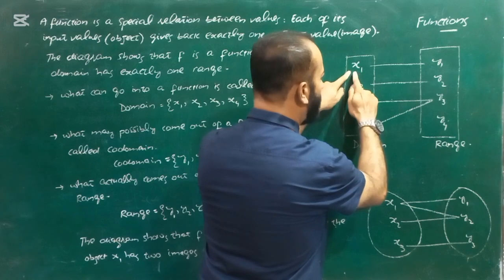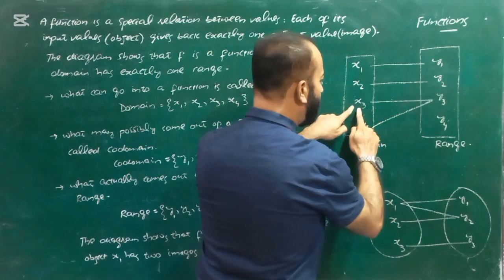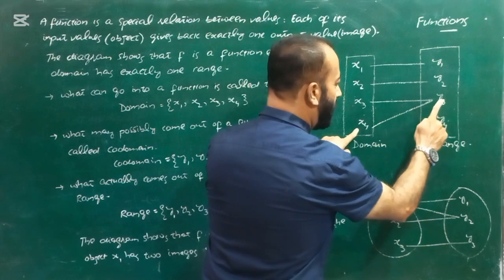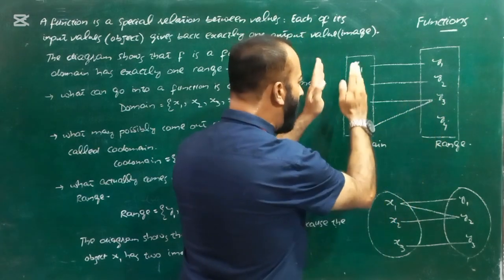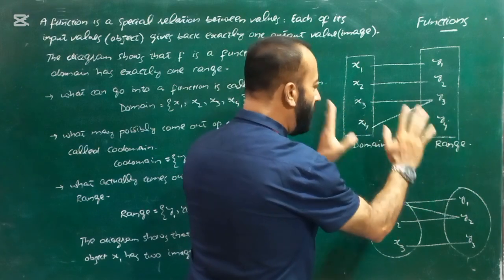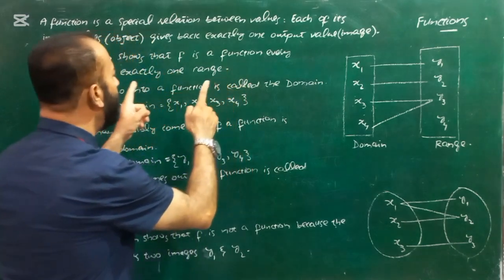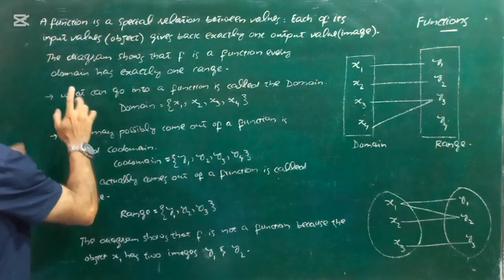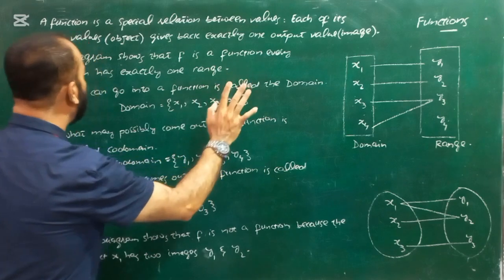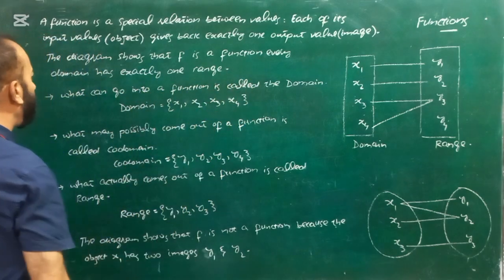Look now, x1 is giving y1, x2 is giving y2, x3 is giving y3, and x4 is giving y3. Every domain element has one image. If this condition is fulfilled, then that will be called a function. The diagram shows that f is a function. Every domain element has exactly one image.